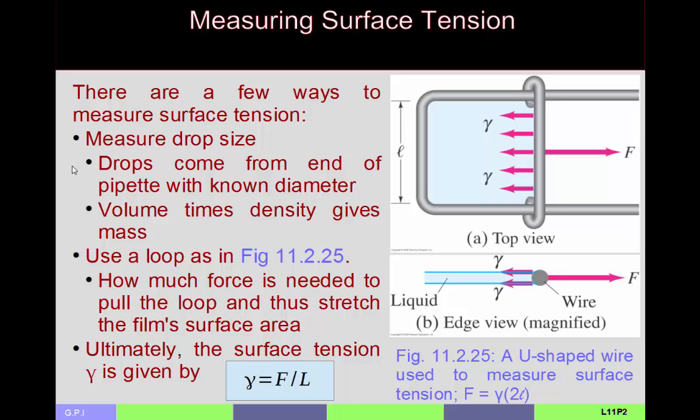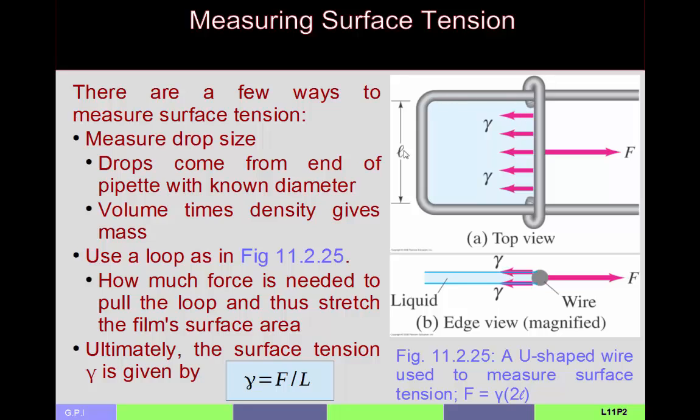Basically, you can do something like counting how many drops out of the end of the pipette it takes before you have filled up a graduated cylinder, for example. So how many drops is in 100 milliliters, and that tells you what the volume of a drop is, and if you know what the density is, then you've got the weight.